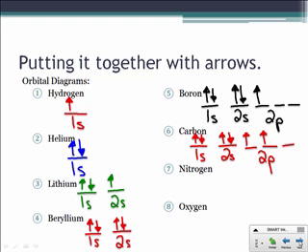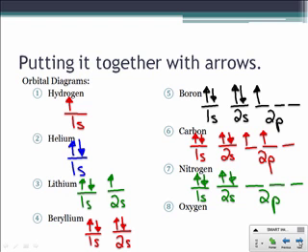How about nitrogen, which is a total of 7 electrons? 1s with 2 arrows, and then 2s with 2 arrows. There's 4 of the 7. 2p, so we've got 3 electrons to show. They all point the same direction, and there is what we end up with for nitrogen.